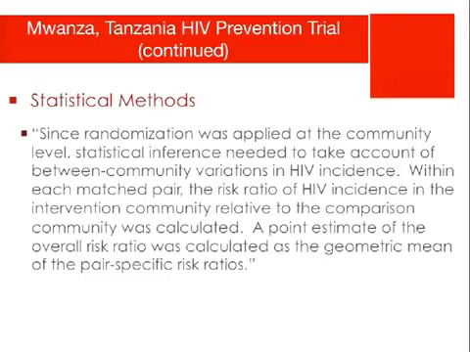Within each matched pair, the risk ratio of the HIV incidence in the intervention community relative to the comparison community was calculated. So in other words, they're going to calculate 6 risk ratios, one for each stratum. And then they're going to average them all across the 6.